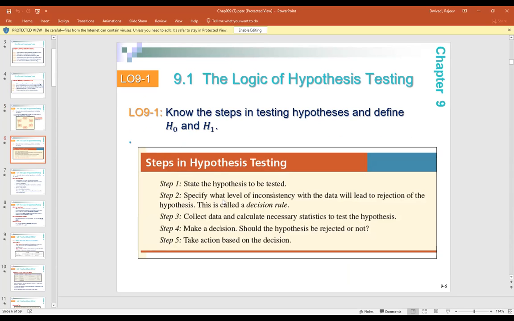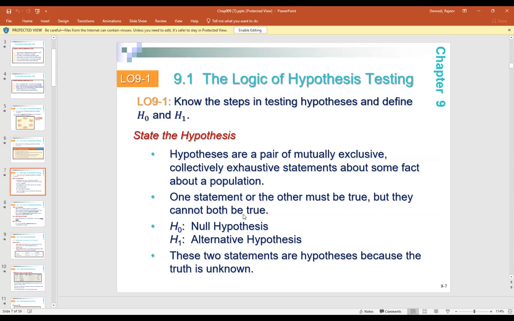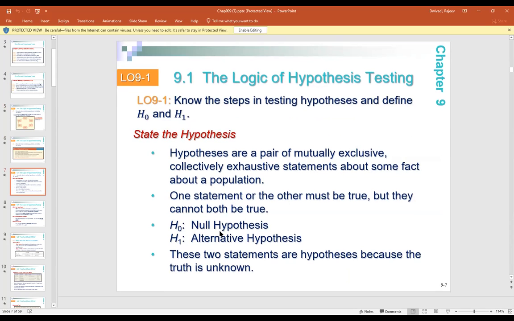Step 1, specify what level of inconsistency, like I said, the decision rule, 5%, 10%. Collect data, make decision, take action. So these are the steps in order to make decisions. So null hypothesis, alternative hypothesis.